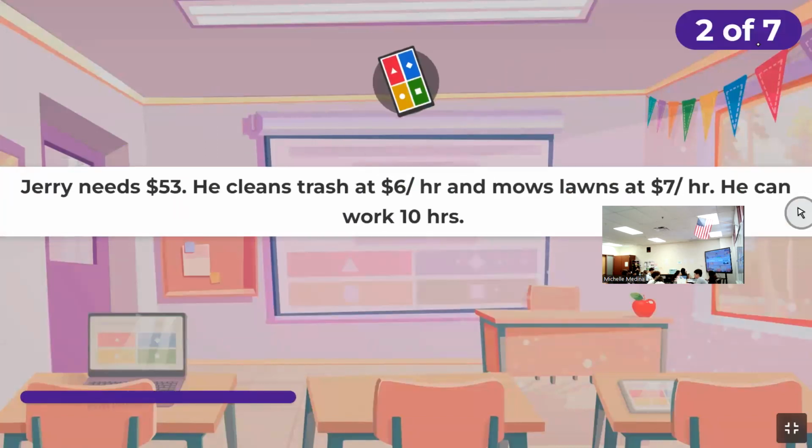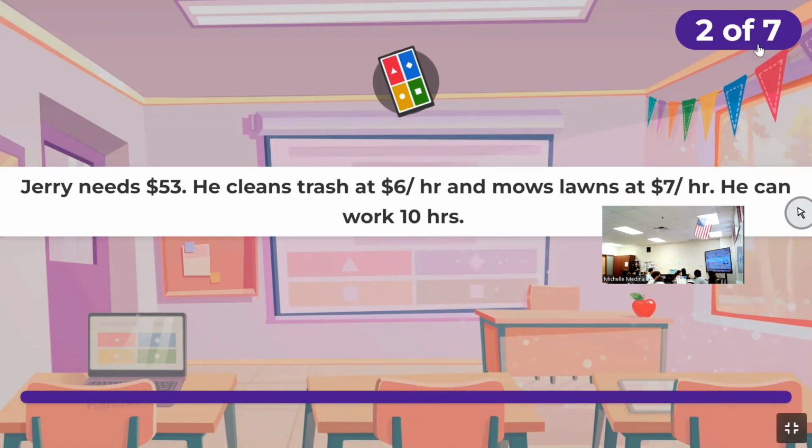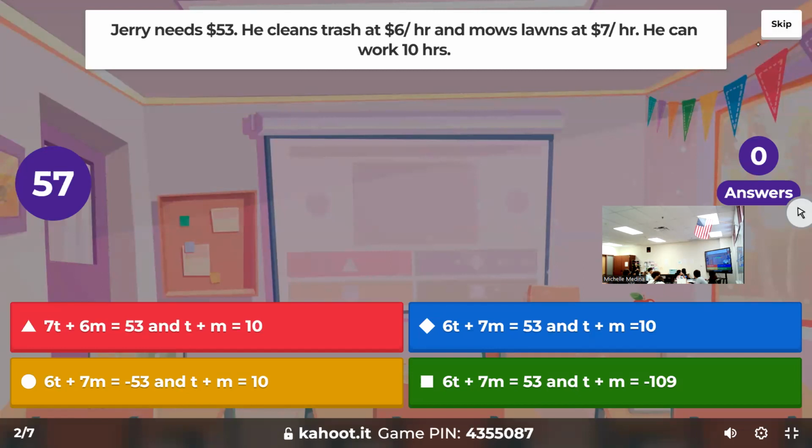So Jerry needs $53. He cleans trash at $6 an hour and mows lawns at $7 an hour. He can work 10 hours. You're picking a system that represents that situation.